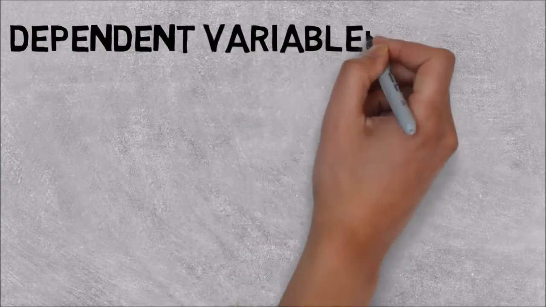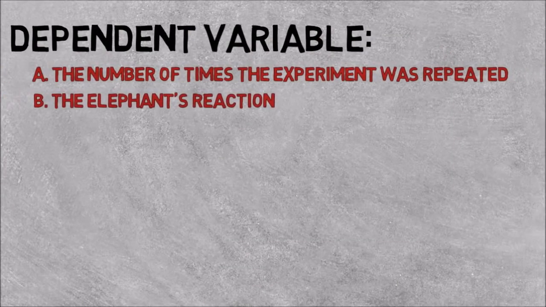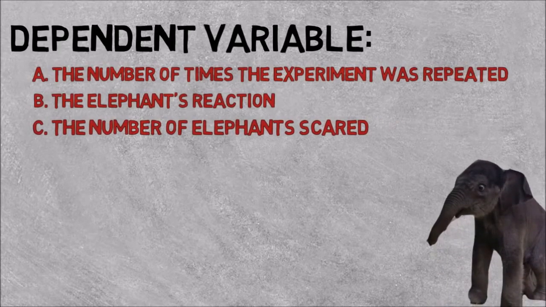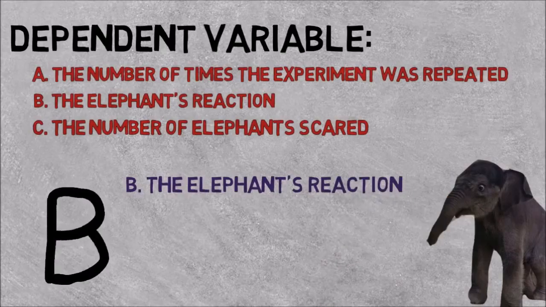What about this experiment's dependent variable? Was it the number of times the experiment was repeated, the elephant's reaction during the experiment, or the number of elephants scared by the mice? The correct answer is B, because it is the reaction of the elephant that was being measured each time the experiment was carried out.